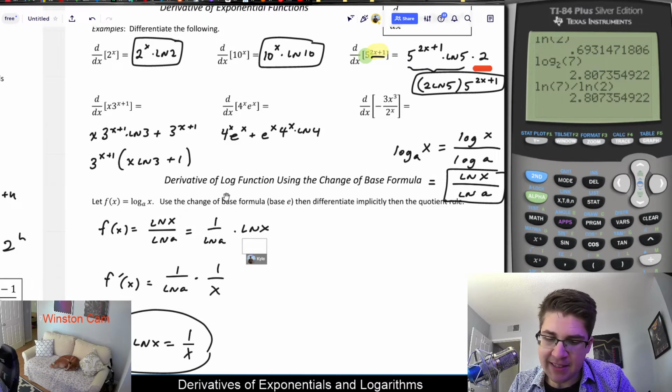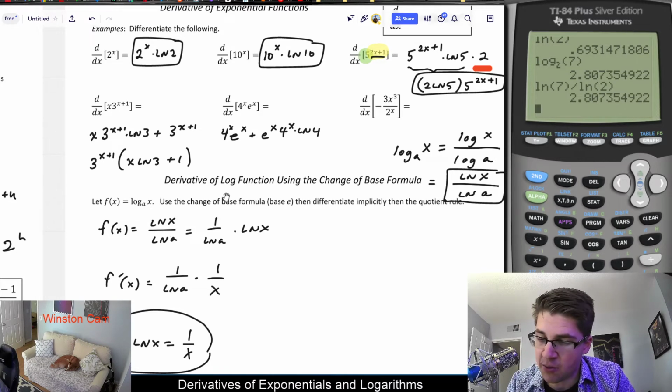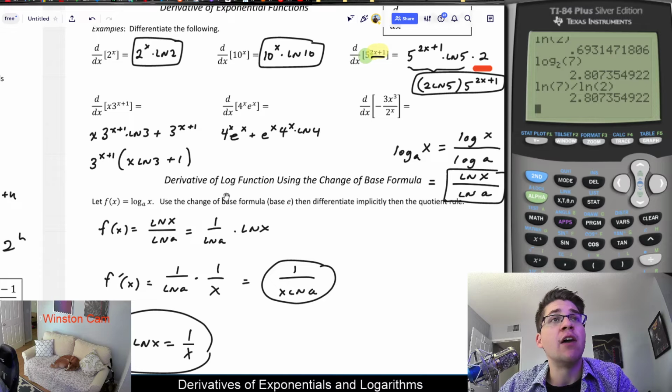And again, this is a little bit of a different strategy than how I had planned to do it in the notes, but in my opinion, this is just a lot easier way of showing it. And this is just the answer, or I could write this as 1 over x ln a. And this is the general derivative of a logarithm function of any base.